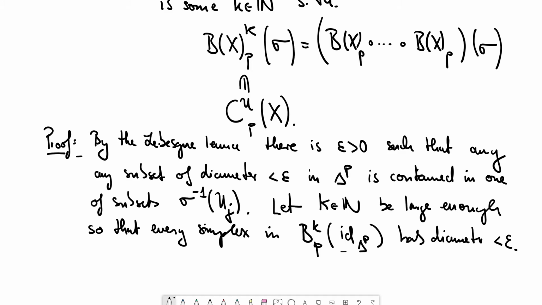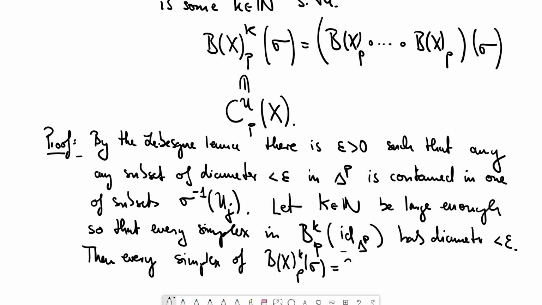But the order of quantities is important, right? This k has to depend on the sigma. There will not be a global k in general that works for all simplices. The larger the simplex is in its image, the more often we have to subdivide the simplex. So let me just conclude by saying then every simplex of B_P^k sigma, which is, if you forgot, C_p sigma of exactly this element, is in one of the Uj's.